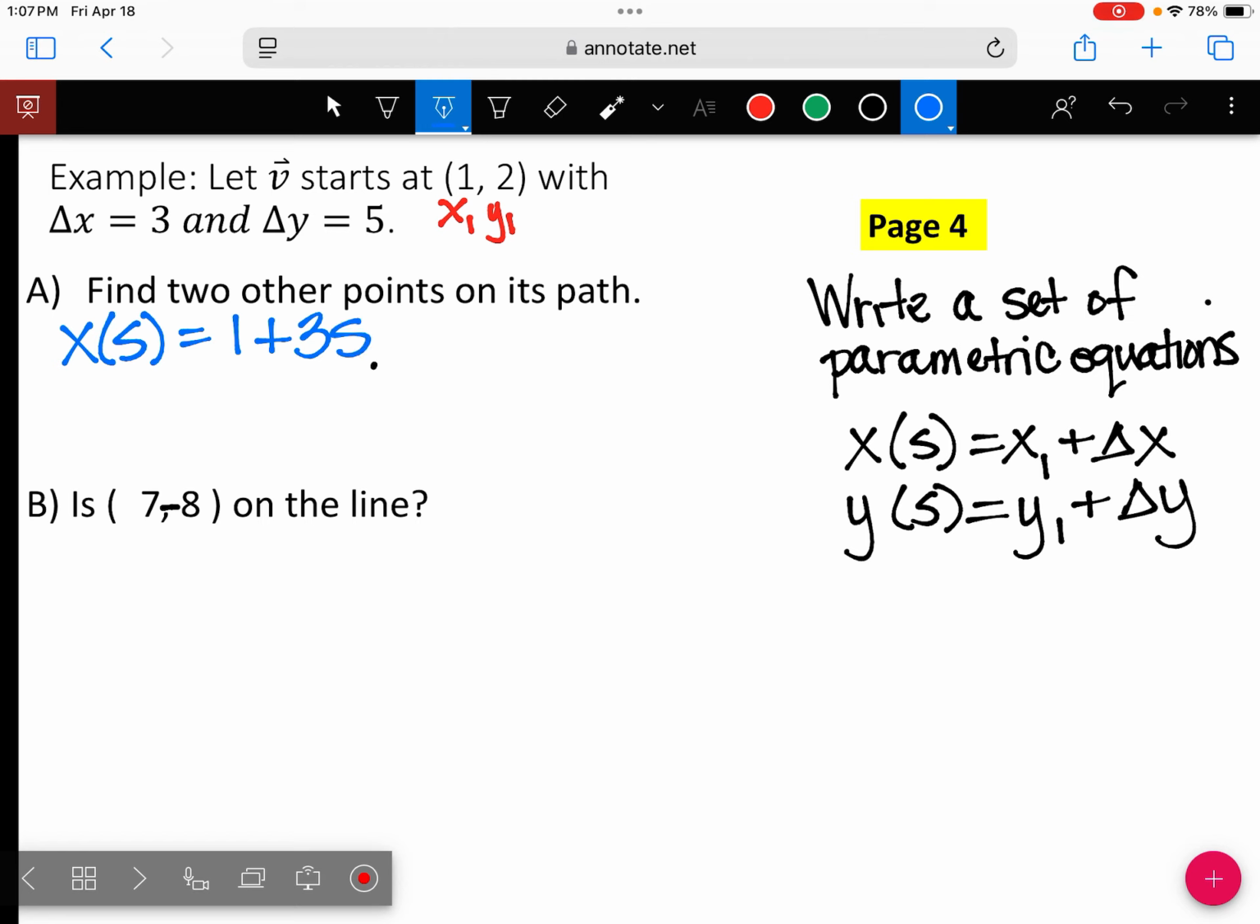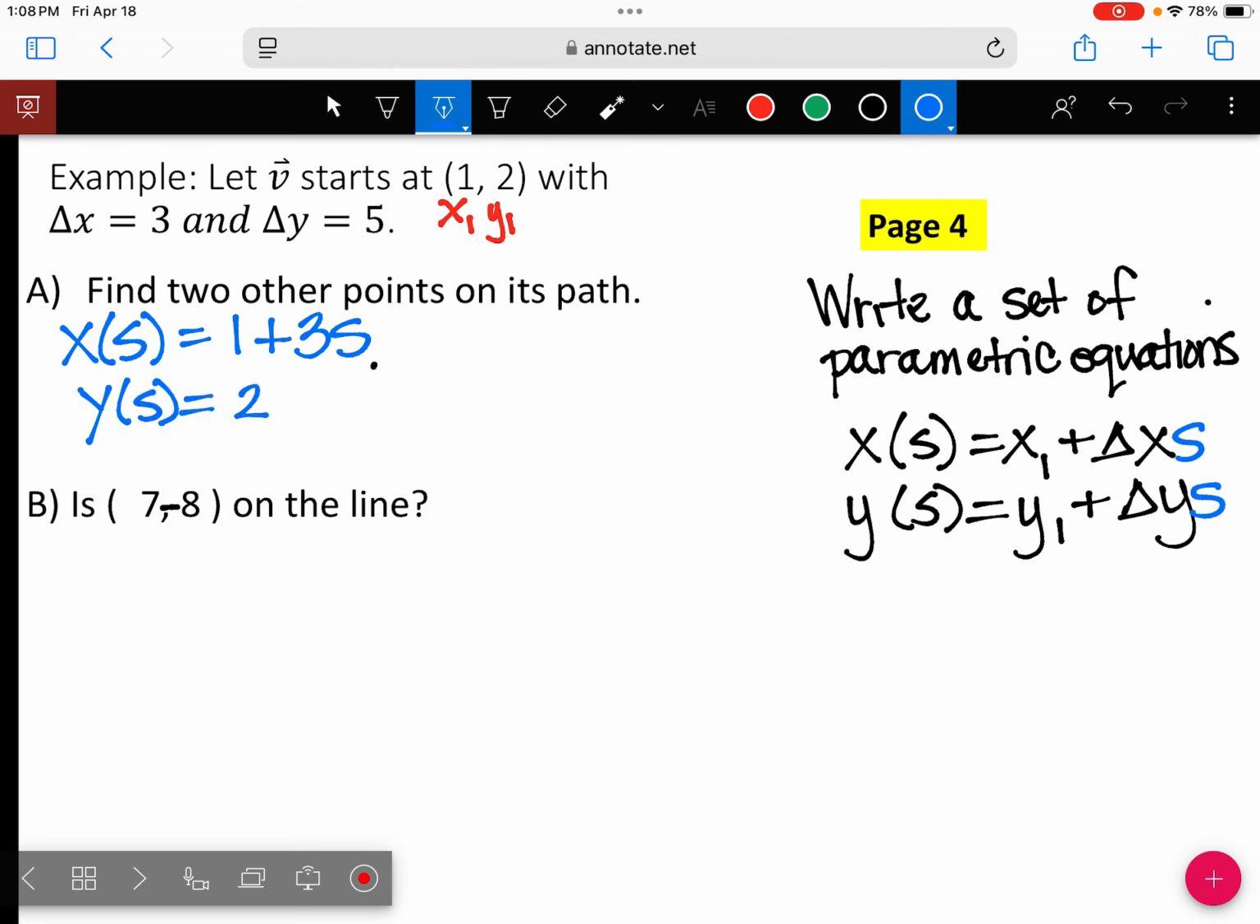That's how we're going to write that equation. So we're going to put an S after this. You're going to take the change in x multiplied by s and the change in y multiplied by s. So that would be my first equation. What would be my second equation for y?